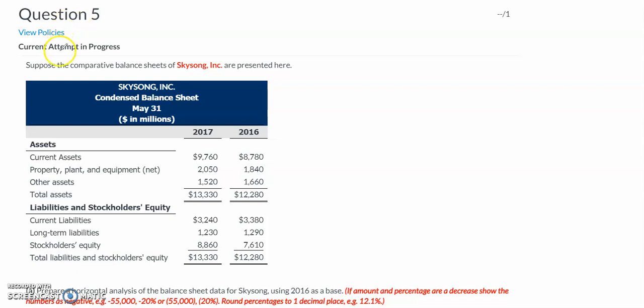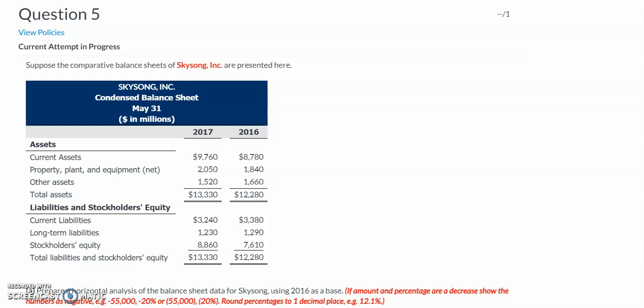So in this problem, we are provided with the comparative balance sheet of Sky Song Inc. And we're going to start off with the horizontal analysis on the balance sheet data. This is actually one of those areas, it's not too hard to do. Another word for a horizontal analysis is a trend analysis. And the main things that we want to do is look at the dollar change from one period to another period for each of the financial line items. And we also want to look at the percentage change for each of these line items.